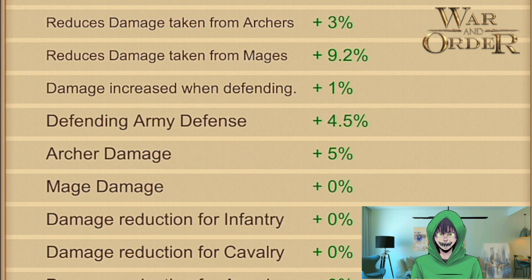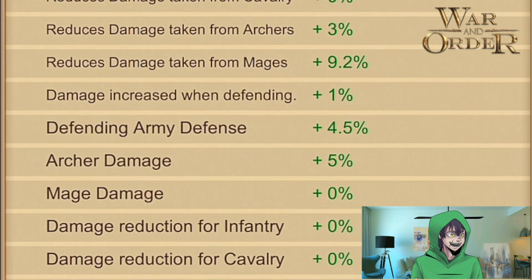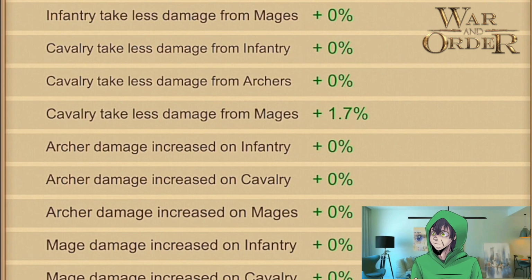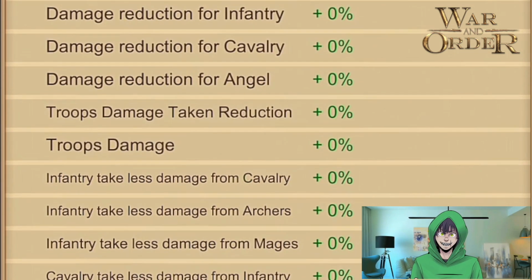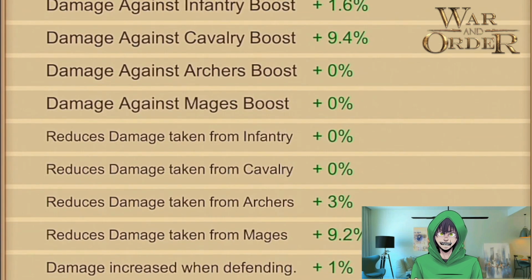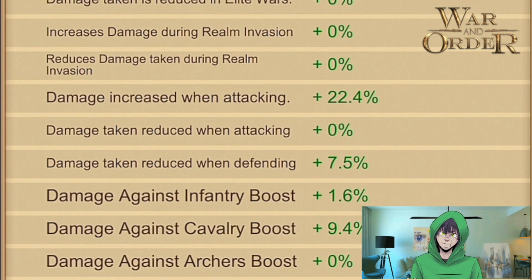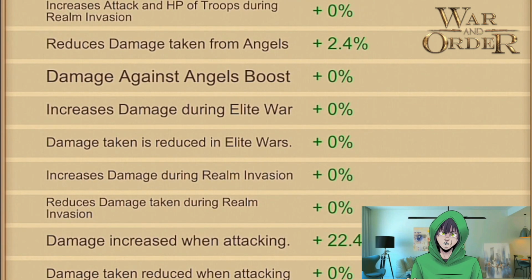And of these you have your archer damage, your mage damage, and troop damage means all troops. Damage is always the best. And you have damage increased when attacking, damage against angels, etc. You have all of these. And tip number 7 here, the damage increase on attack is really important, especially early in the game.